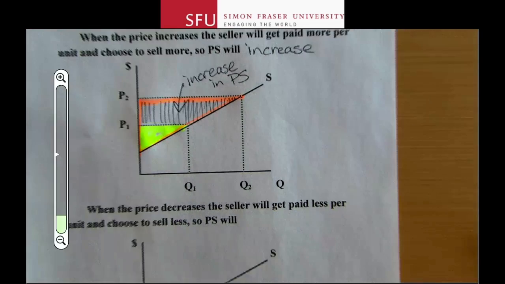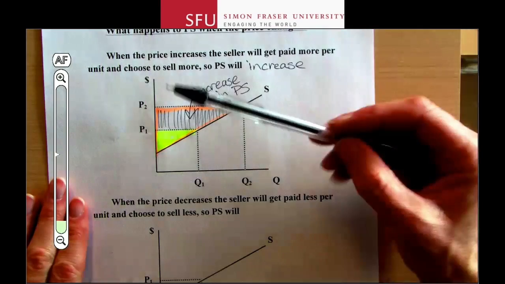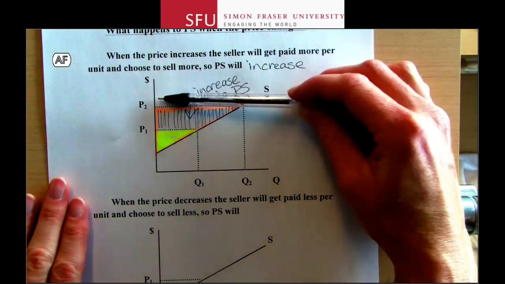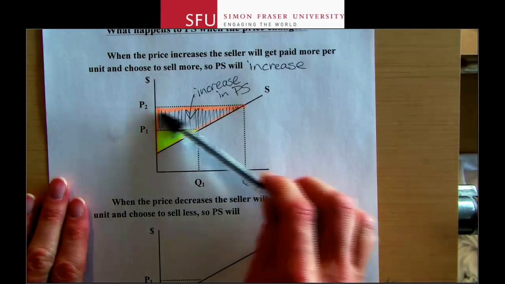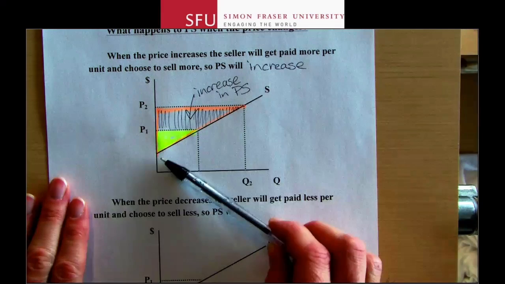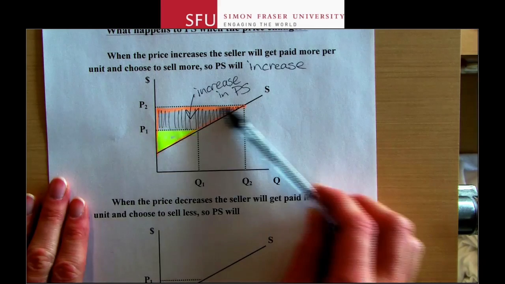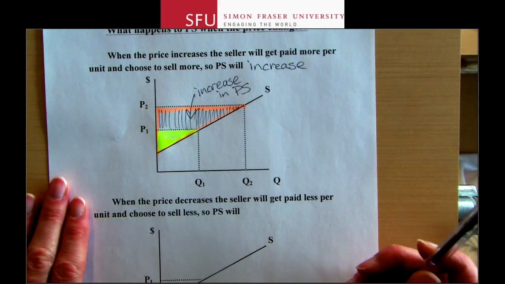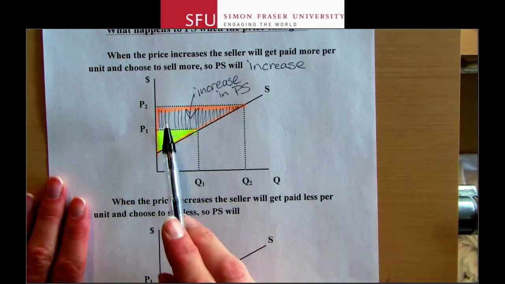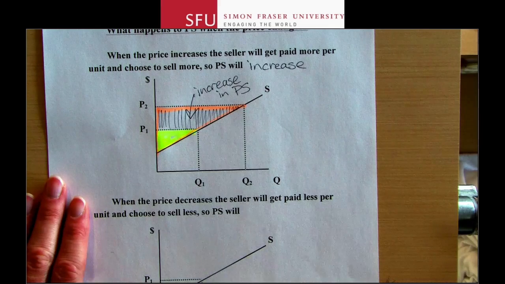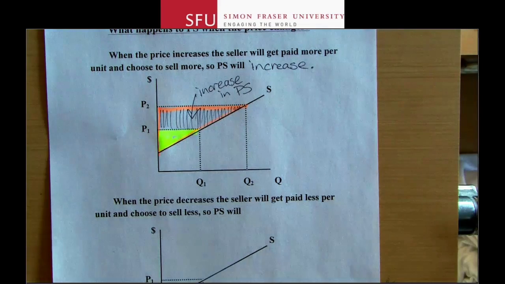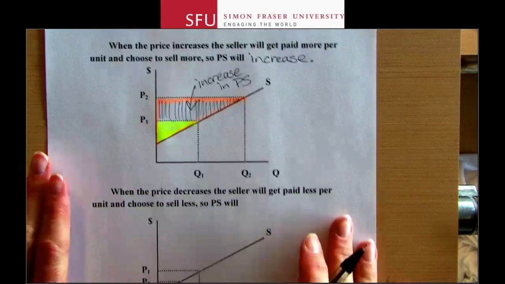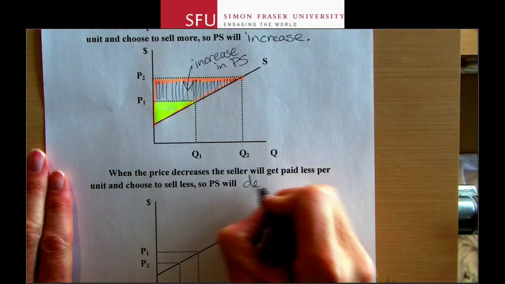Okay, so they get paid more per unit, right? The revenue goes up, and they sell more, so their revenue has increased substantially. Their costs go up as well, but then the producer surplus is the net. So the net benefit has increased by that much. When the price decreases, it will be the opposite. They will be making less per unit and they sell fewer units. So the producer surplus will decrease.